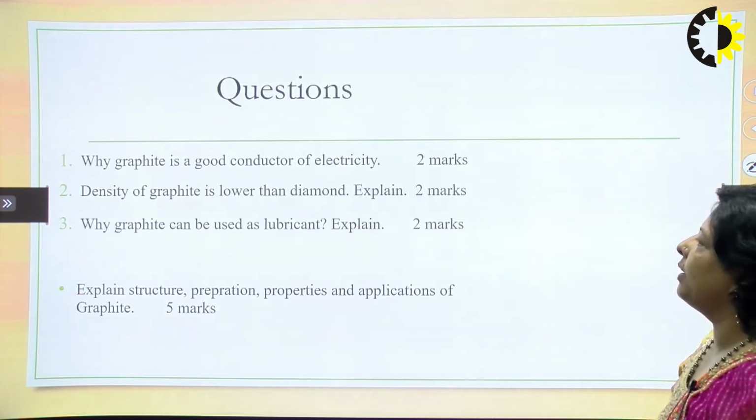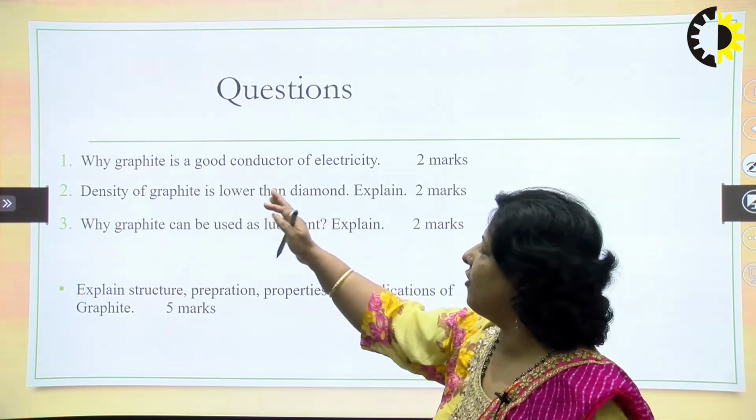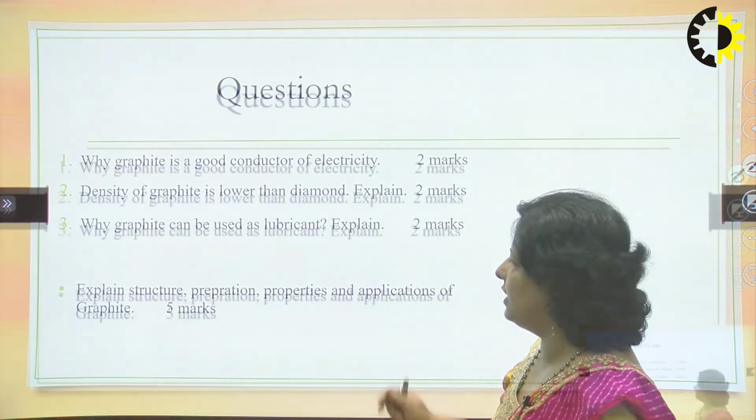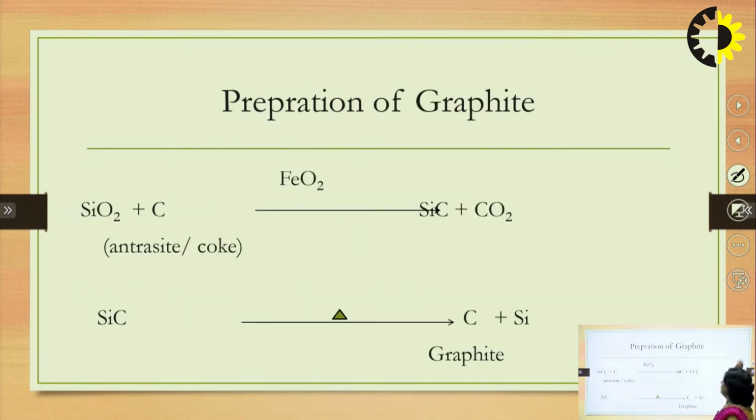When we are talking about the graphite, how are questions asked? Why graphite is a good conductor of electricity, density of graphite is lower than diamond, explain. Why graphite can be used as lubricant, explain. These type of reasoning questions are asked for 2 marks, and for 5 marks it can be a wholesome question, that is structure, preparation, properties and application of the graphite.